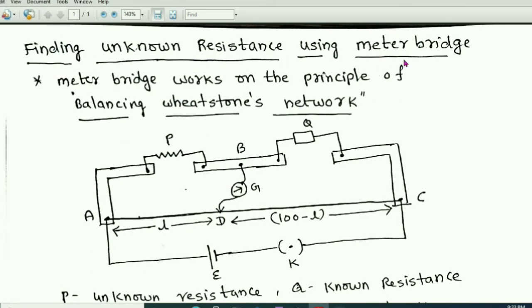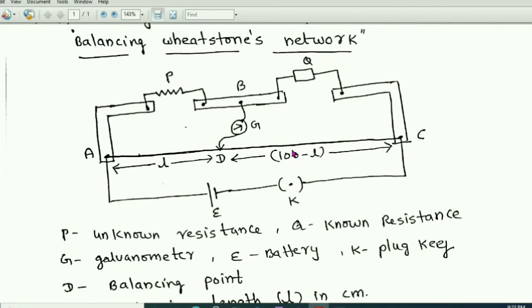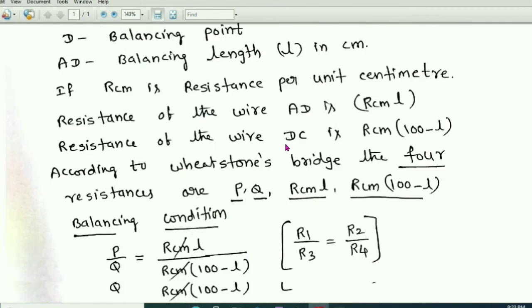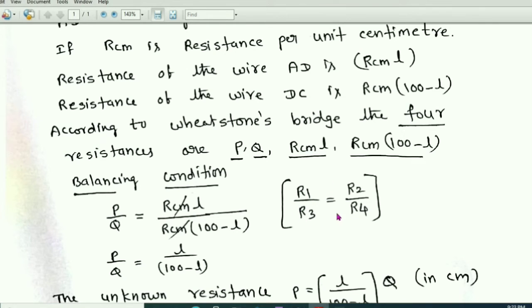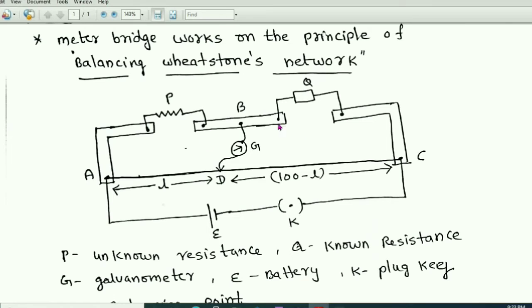This meter bridge works on the principle of balancing Wheatstone's network, which we have already discussed. Wheatstone's network consists of 4 resistors, R1, R2, R3, R4, connected in cyclic order in the form of a quadrilateral. So in this figure also there are 4 resistors. P is the unknown resistor, Q is the known resistor, and the remaining 2 resistors also appear here. How? That we'll discuss.